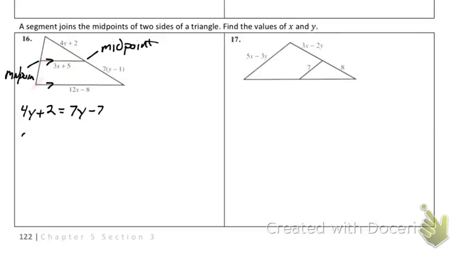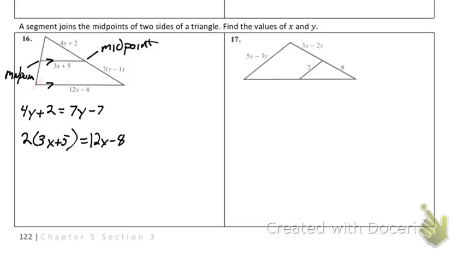There's a couple ways you can set it up. You can set it up as 2 times 3x plus 5 equals 12x minus 8. Or you could have said 3x plus 5 equals half of this. And then it's just solving. The same thing is going to happen here. Because these are midpoints, 5x minus 3y is going to have to equal 14, because it's twice this. And then this will equal that. And then we're done.